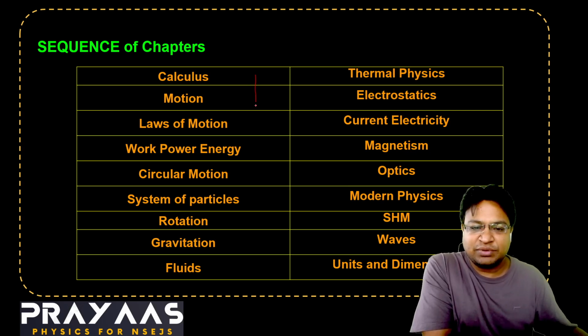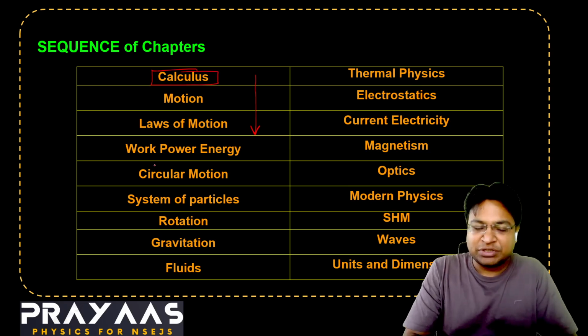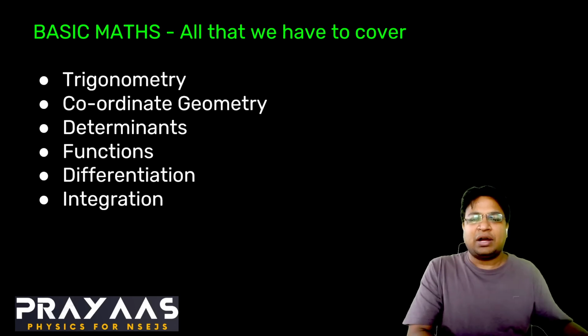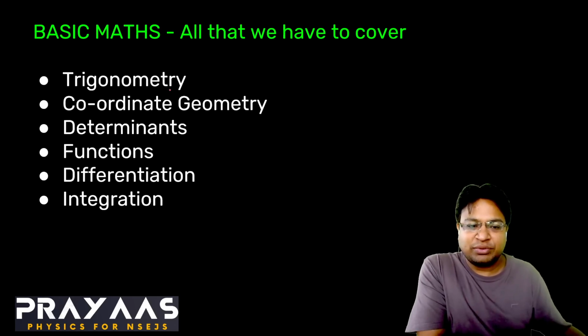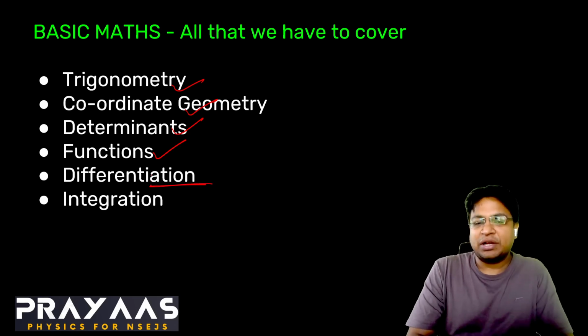So, this is the sequence in which we are going to cover the topics. We are in this stage right now. We are doing the basic mathematics, and after that, we will begin the chapters of physics. In basic mathematics, we need to cover trigonometry, coordinate geometry, determinant function, differentiation, and integration. We have done all these things, and today we'll be doing differentiation. That would be the content of today's session.